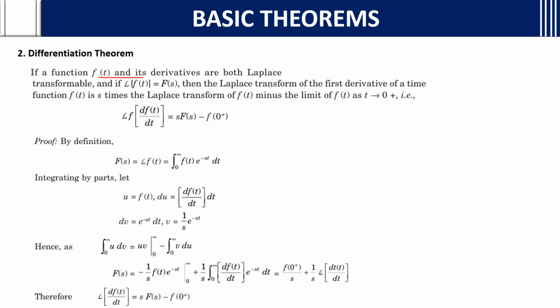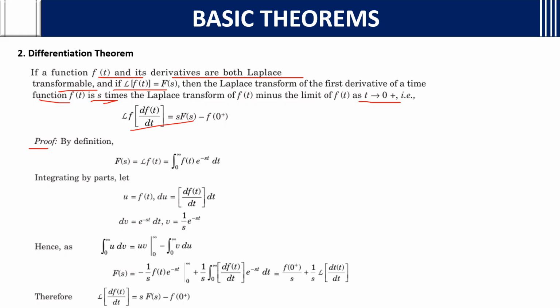If function f of t and its derivative are both transformable, and if the Laplace transform of f of t is equal to F of s, then the Laplace transform of the first derivative of f of t is s times the Laplace transform of f of t minus the limit of f of t as t tends to 0. So it is s into F of s minus f of 0 plus, that is t tends to 0. Understanding?